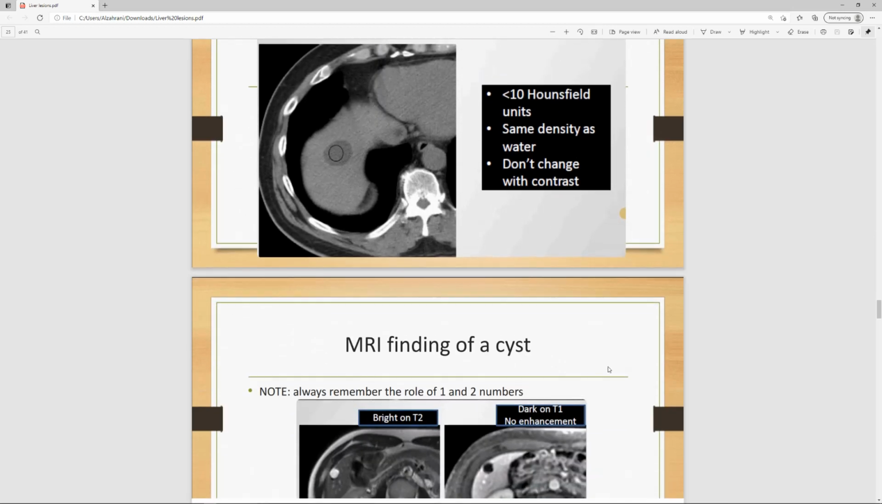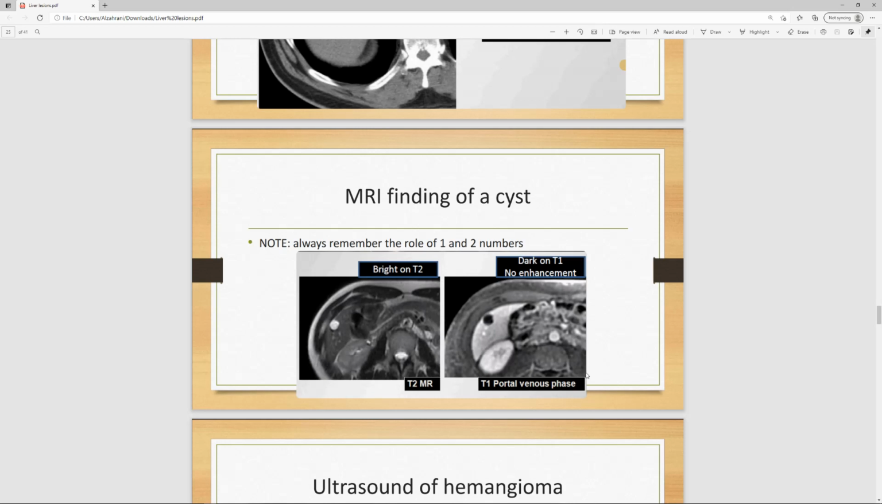Okay, MRI finding of a cyst. Note, always remember the rule of 1 and 10. You can see here it is hyperintense, that means it is T2. You can see here it is hypointense, that means it is T1.